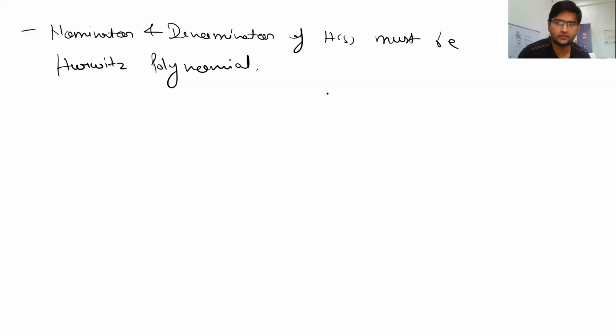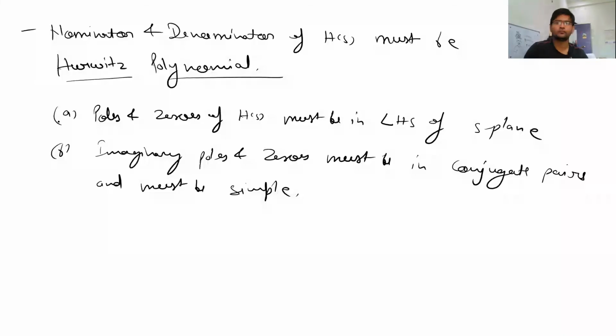Now coming back to the conditions for the network synthesis, the numerator and denominator of H(s) must be Hurwitz polynomials. Now what is this Hurwitz polynomial? Actually, it has to do with the stability of the system. If a polynomial is Hurwitz, it represents that the system is stable. So let us see what a Hurwitz polynomial is. Hurwitz polynomials are those whose roots are either in the left half of the s-plane, or if they are on the imaginary axis, they are simple, which means they don't repeat on a single point on the imaginary axis. So we'll see that.